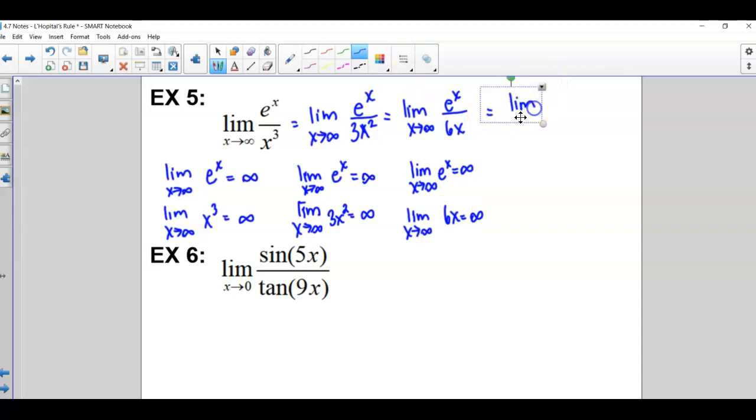And so the limit as x approaches infinity of e to the x over 6. This time you will not get infinity over infinity. Instead, this time you'll get infinity over 6. And what is infinity divided by 6? It is infinity.